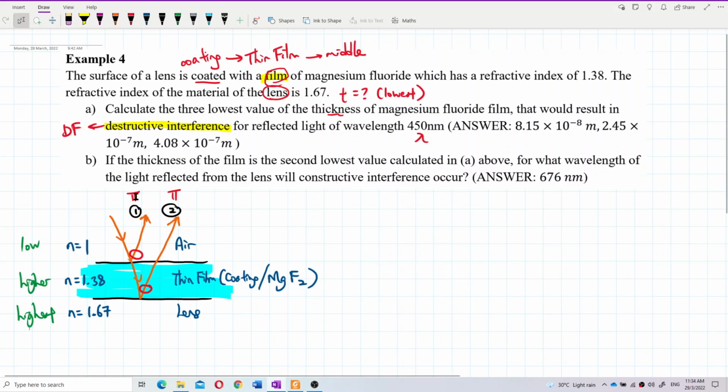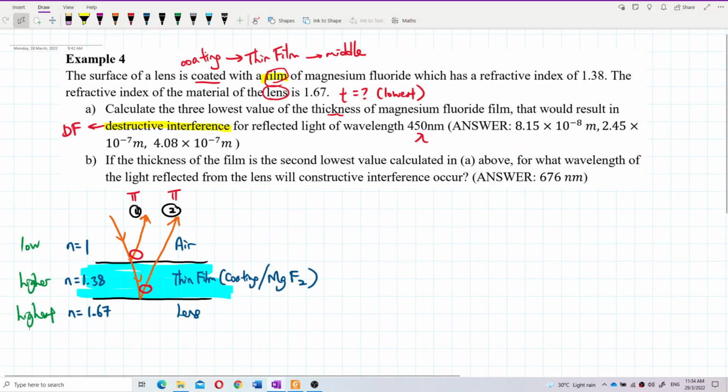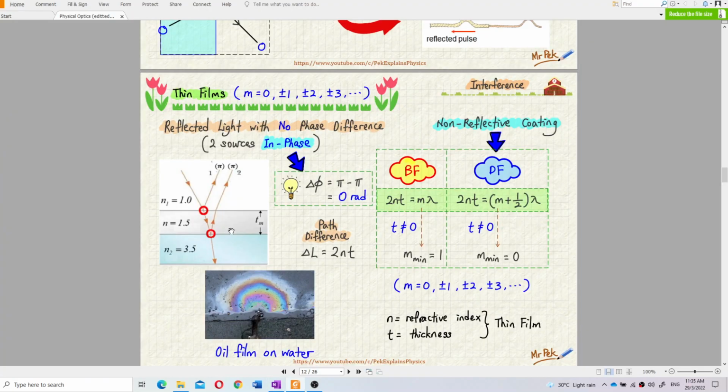So what is the delta phi? Since both rays got a phase change, delta phi is pi minus pi radian, which is 0 radian of phase difference between the two rays. So these two rays have no phase difference, they are in phase. Because pi minus pi becomes 0, so it becomes in phase. So this is about two sources in phase.